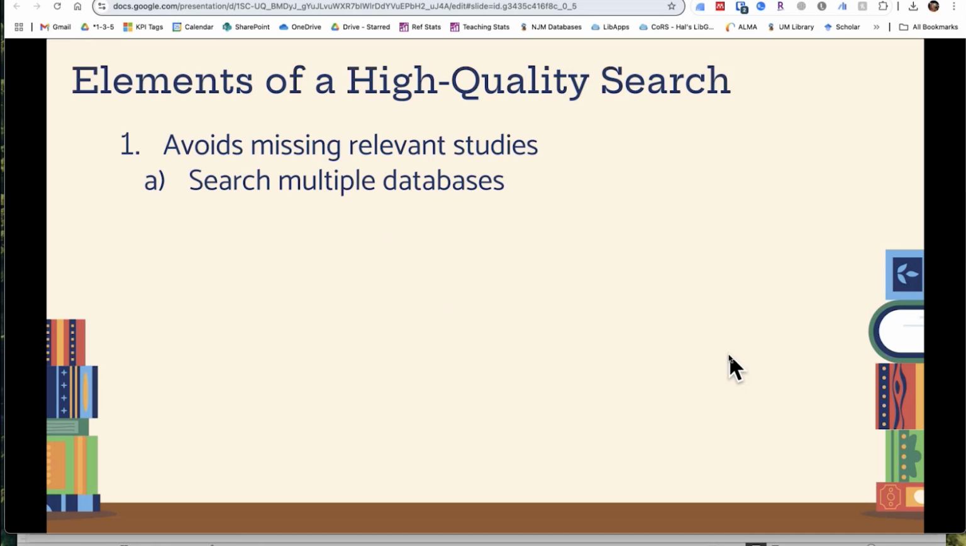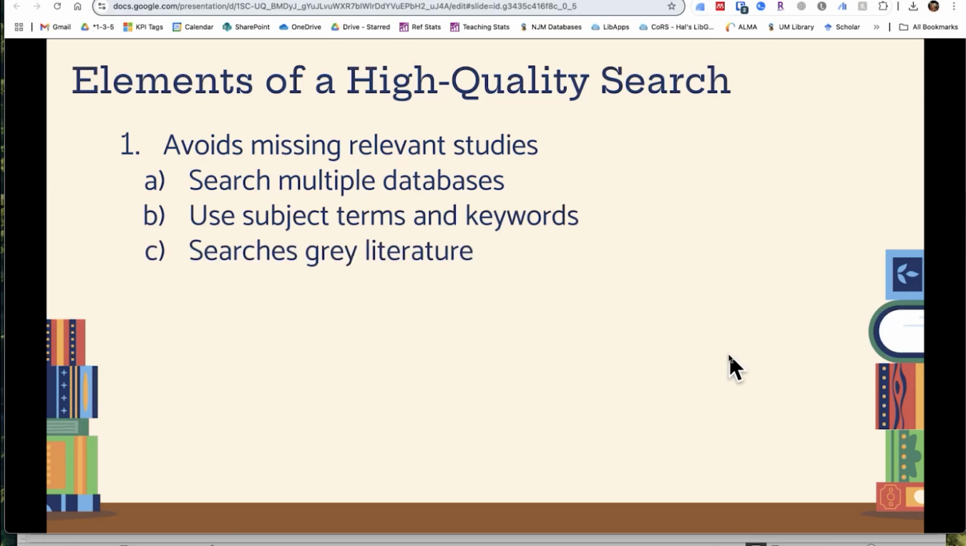And so the way that you do that broad search is you search multiple databases. Different databases have different strengths, weaknesses, and journals that they index. So you need to be aware of what is in those databases and how to use them properly in order to do that high quality search. You need to use a combination of subject terms and keywords. I'm going to get into that. I keep saying I'm going to get into it. I really will. I have several slides.